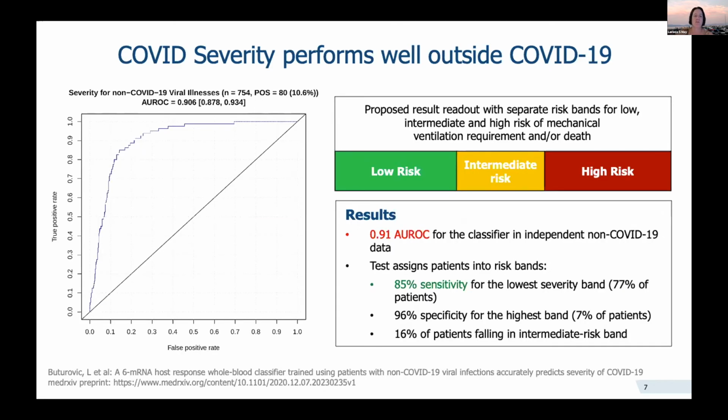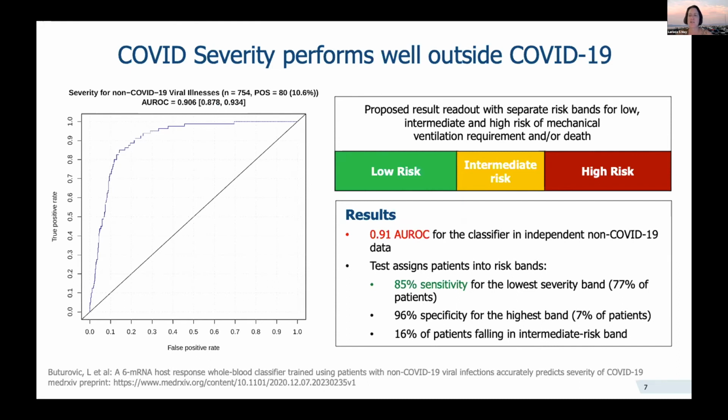So in terms of COVID testing, this slide provides an overview of how the 6 mRNA signature was validated using bioinformatics in the large data set of patients with influenza and other viral illnesses in those 21 cohorts I mentioned. It was found that the signature was able to predict mortality with high sensitivity and specificity, and that yielded an area under the ROC curve of 0.91 that you can see in the results box.